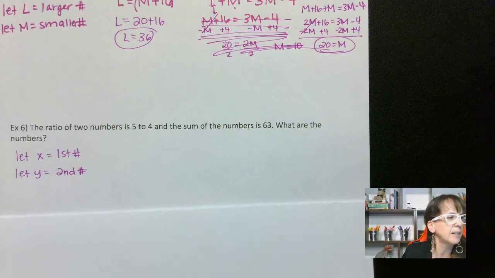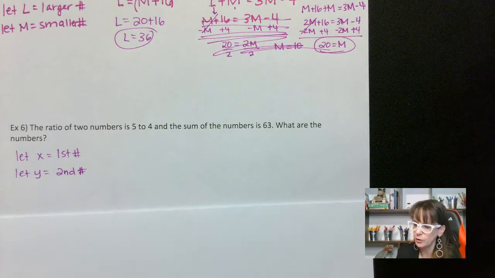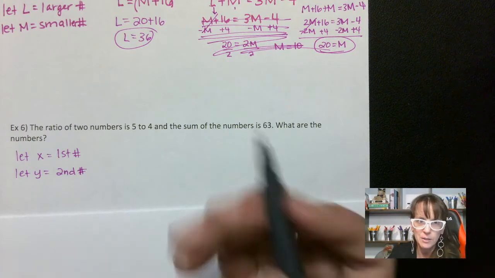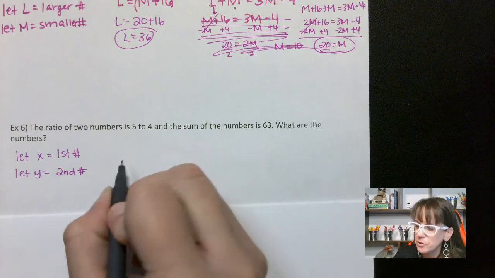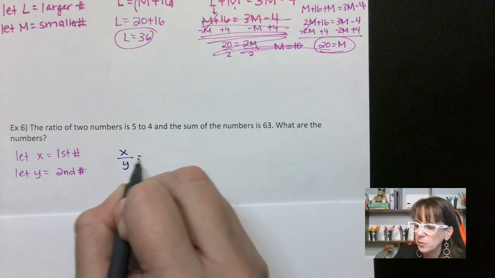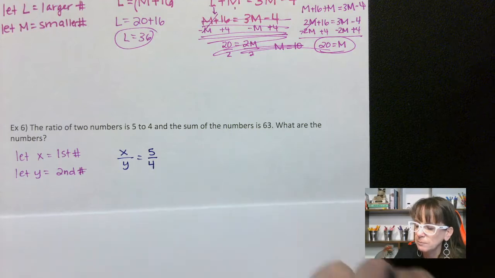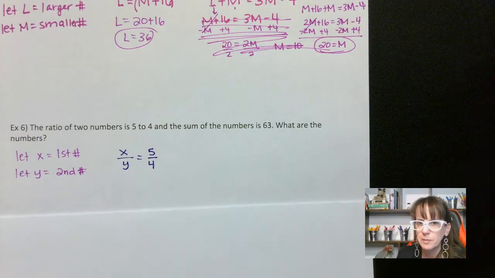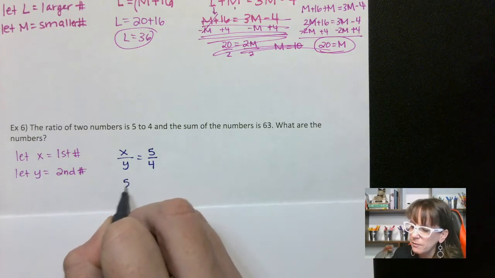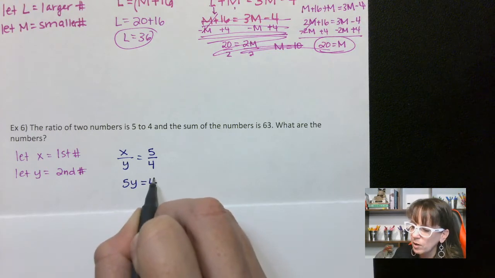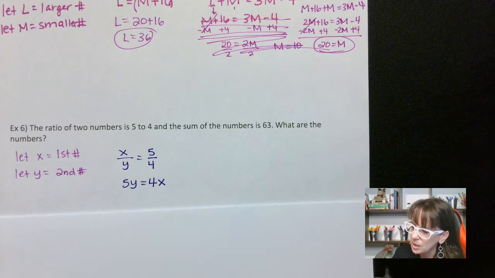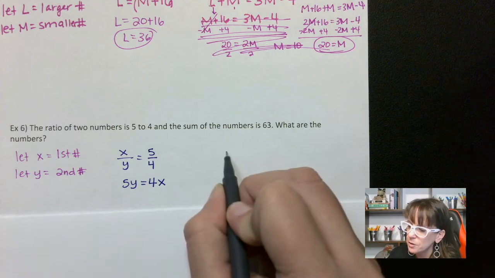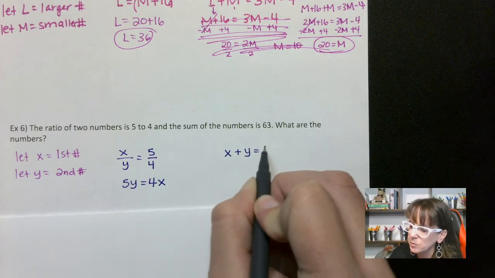All right, the next piece that we've got is the ratio. Remember, a ratio is just a fraction. So the ratio of two numbers is 5 to 4, so x to y equals 5 to 4. Let's go ahead and cross multiply that. So we end up with 5y equals 4x. Okay, cool. The sum of the two numbers, so x plus y equals 63.